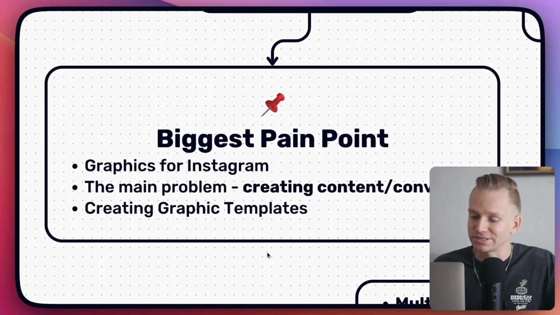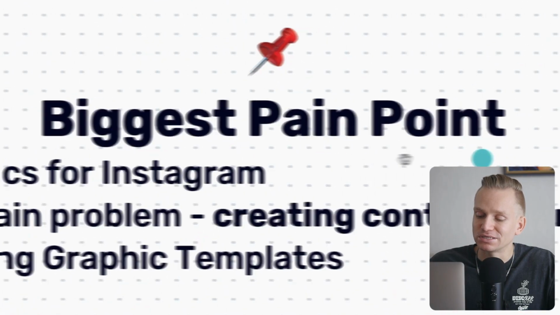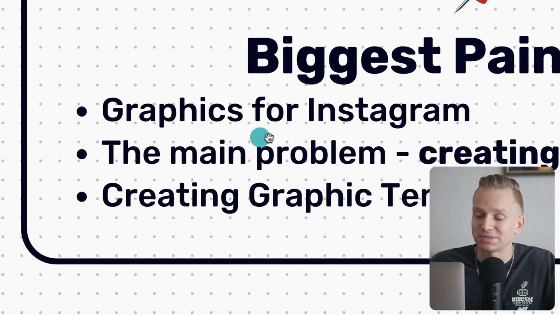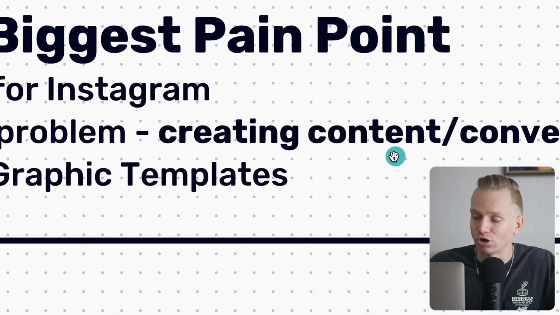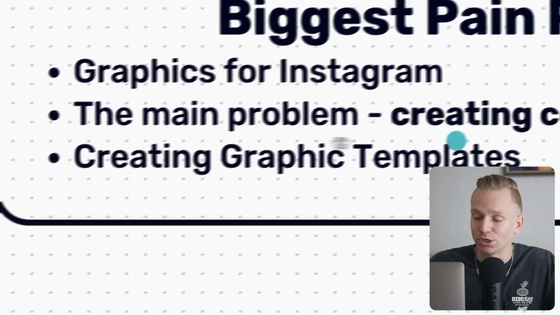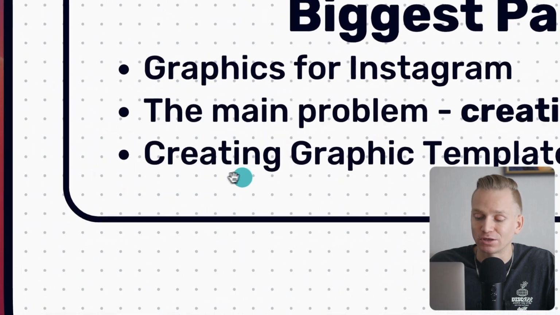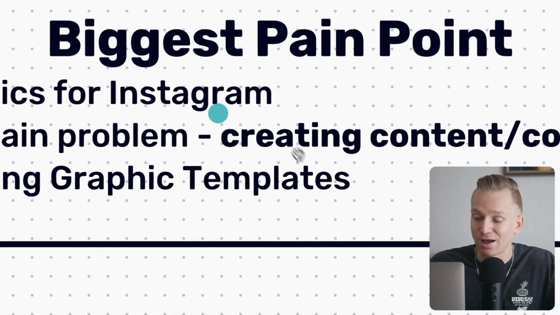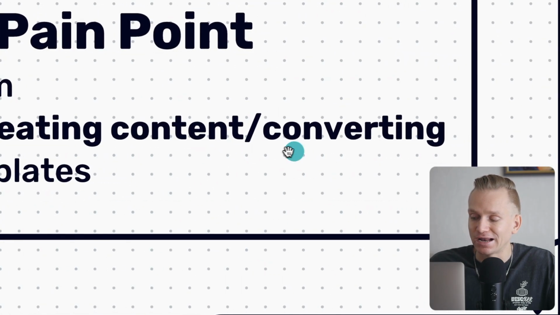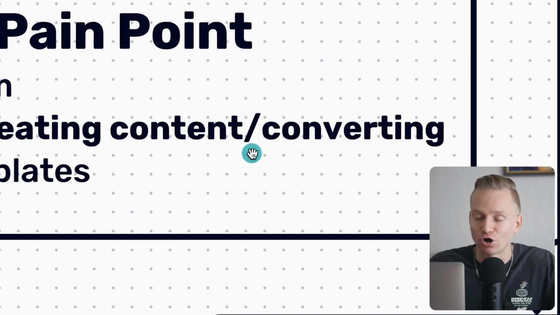Just to show you another example, you can also see what is the biggest pain point. So for example, creating graphics for Instagram takes a lot of time. So the main problem here is creating content and having content that converts well. So when we know that this is the problem, then we can create templates that basically solve these problems, allow people to easily create content and have high converting content created.